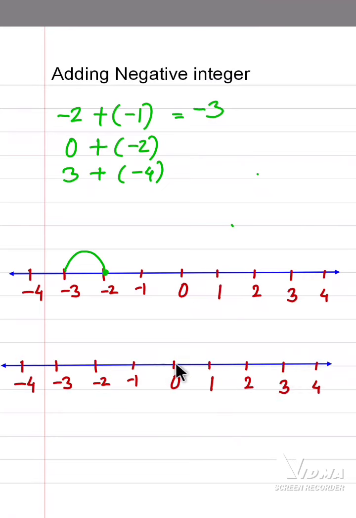Next, now we are adding 0 with -2, or -2 is added with 0. So we must start with 0 first. Since we are adding a negative integer, we move to the left side by how many integers? Since it is -2, we move left by 2 integers. So look here, 1 step, 2 steps, and the answer is where we are reaching, -2. So the addition of 0 and -2 gives us -2.